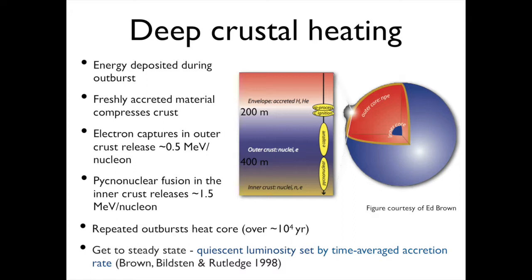The energy input is from the material accreting onto the surface, and that then driving the nuclear reactions in the crust. And so how bright these things are in quiescence is set by the time averaged accretion rate onto the surface. So the amount of material you're dumping onto the surface averaged over 10^5 years or so.